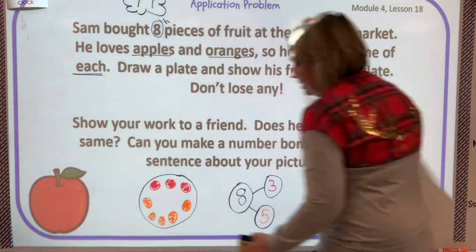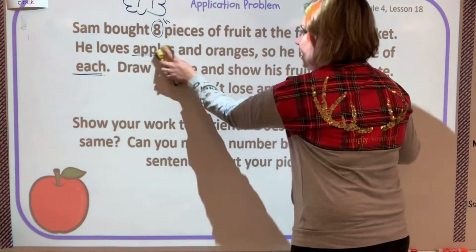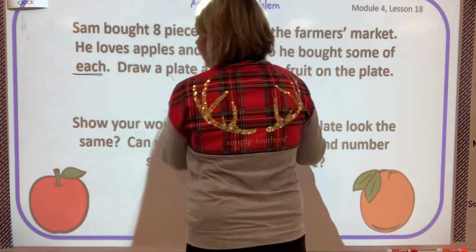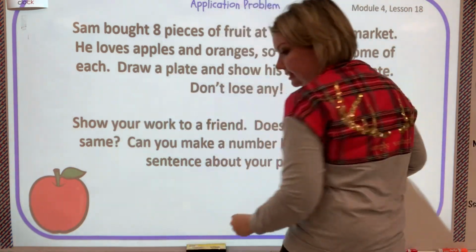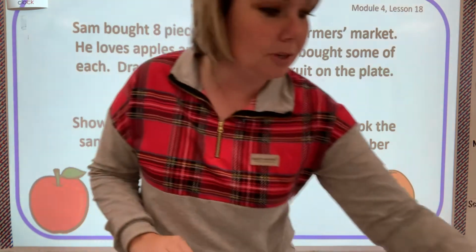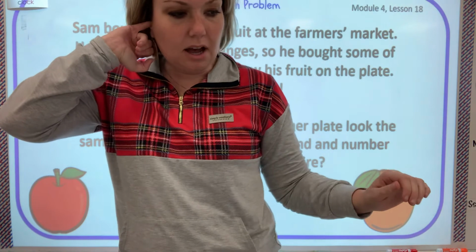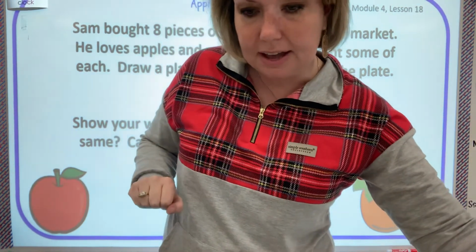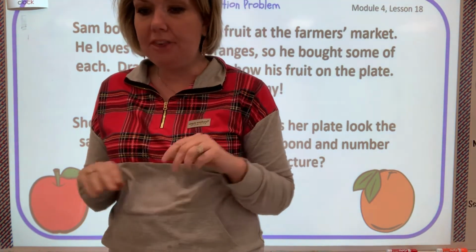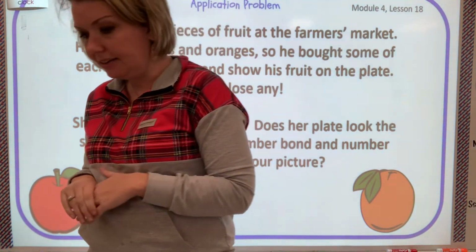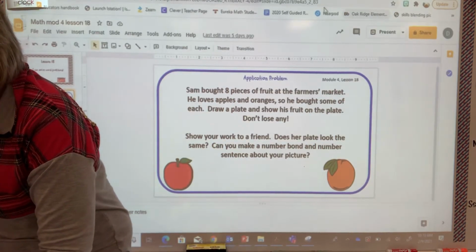Okay. Miss Kate is going to erase her application problem. And we are going to take a look at Mrs. Hawkins, and she's going to help us with our lesson 18 today. So move your materials to the side. And we're going to get started with our lesson. Let me pull her up and we will get started.